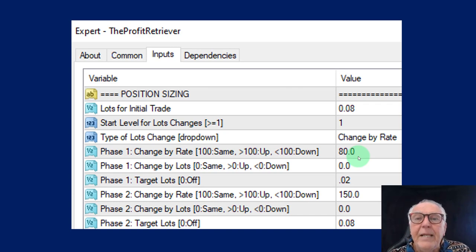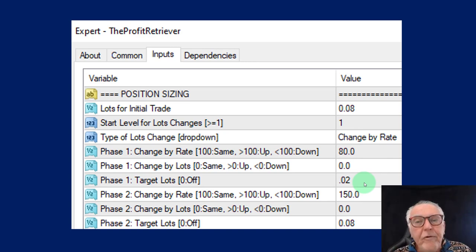Then, when it reaches that point, it will start increasing the lots. So then it reaches phase 2 of the trading, and it will start increasing the lots by 150%. So suddenly the lots will start going up and up and up, and then it will stop increasing when it reaches 0.08 lots again. Now, this is just an example.